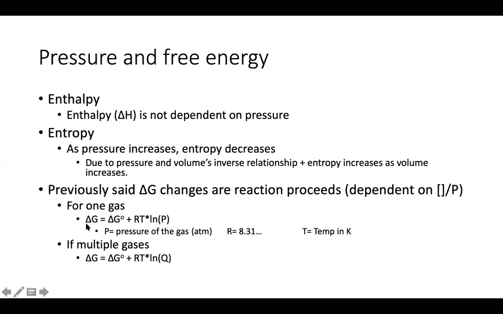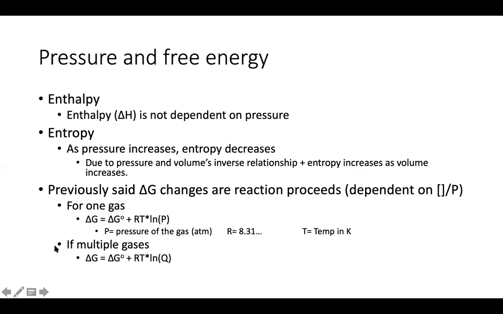The equation for this is that the change in Gibbs free energy is equal to the standard Gibbs free energy for that gas plus R, our constant, which is 8.31 joules per mole K, times our temperature, times the natural log of the pressure of that gas in atmospheres.